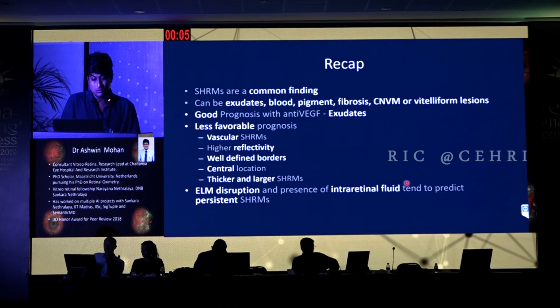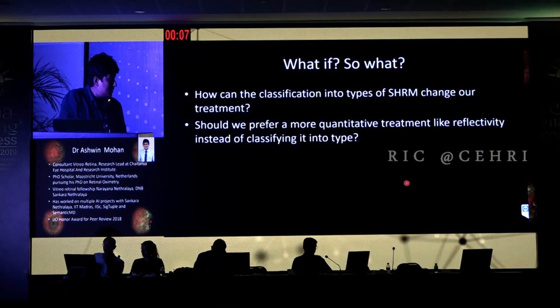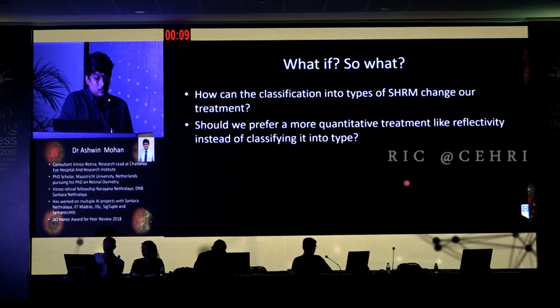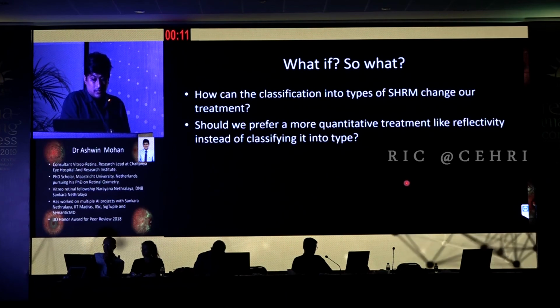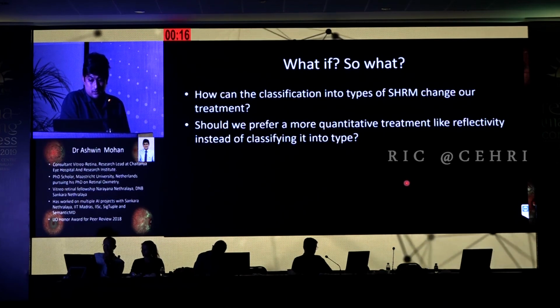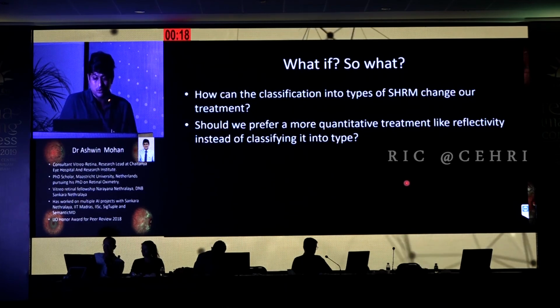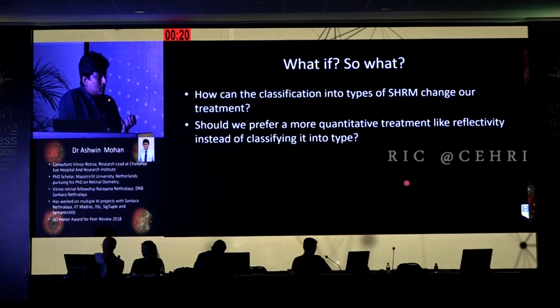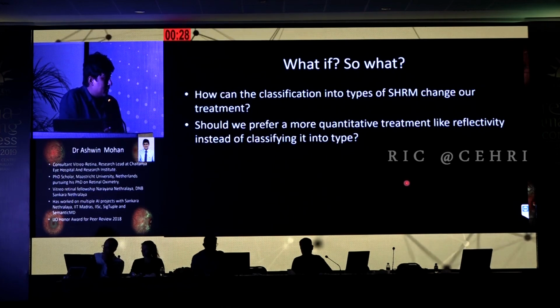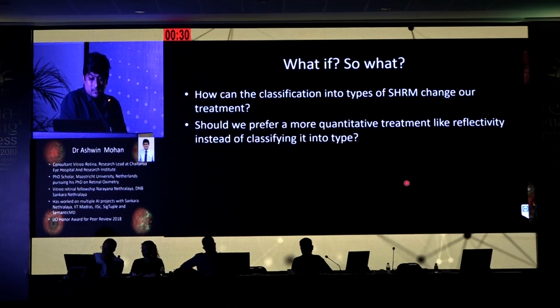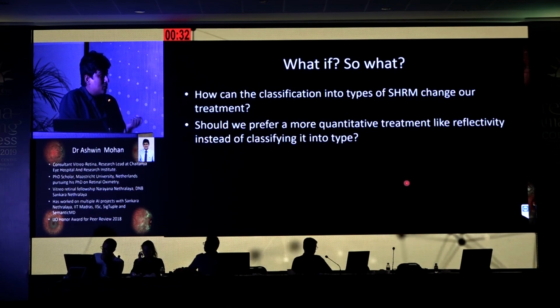So just going quickly to the questions for the panel: how can the classification into the different types of SHRMs change our treatment? And should we prefer a more quantitative approach like reflectivity? Because the lesions will not only be exudate, or only blood, or only CNVM. Most likely we're going to get a composite thing. So would a more quantitative estimate be better than putting it into different categories?